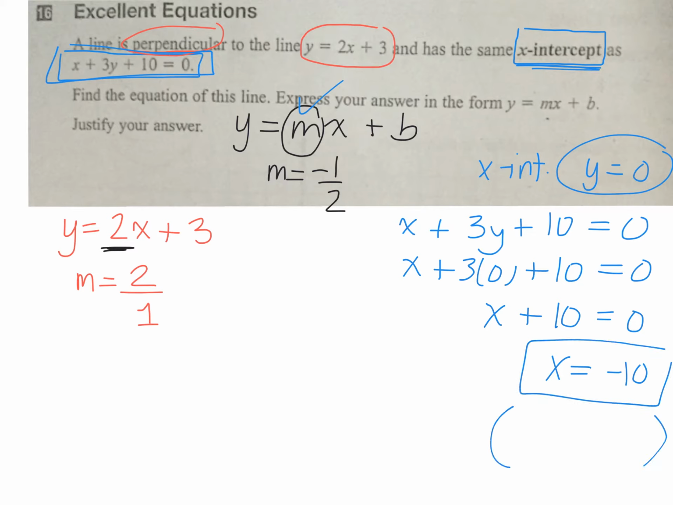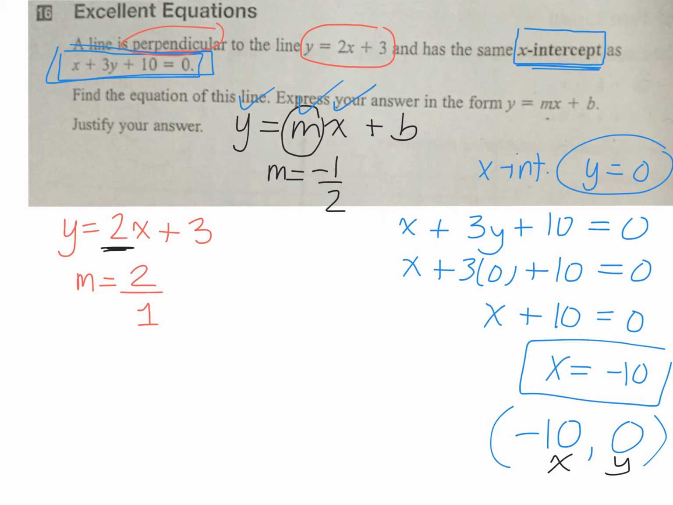So what's the coordinate? What's a point on the line then? If it has the same x-intercept, where is one of the points located? Negative 10, 0. Okay? That represents a coordinate. How do I read a coordinate? Emmanuel? x, y. Good. Okay? So now we have x and y for my new equation.